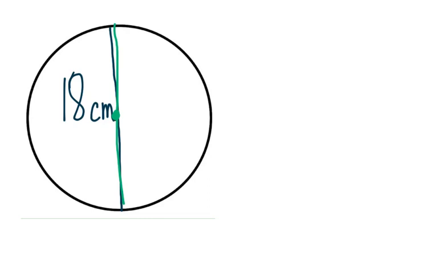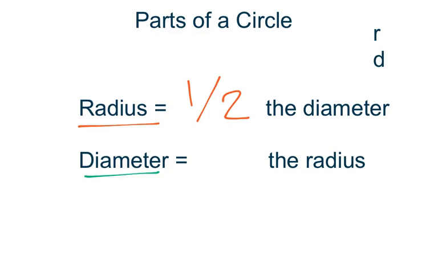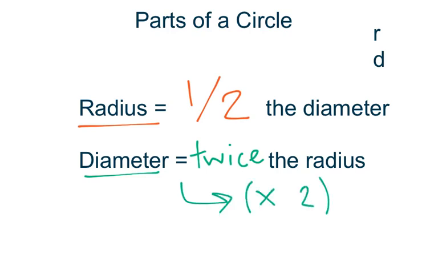So the relationship between the diameter and the radius is that the radius is half of the diameter, which means the diameter is twice the radius. Twice is just a way to say times 2. So those are the relationships that you're going to see when we're talking about parts of a circle.